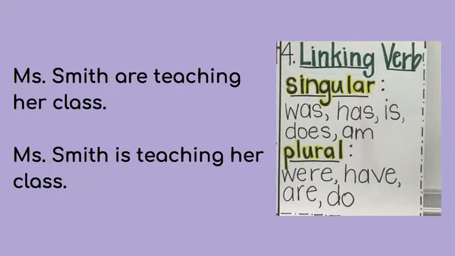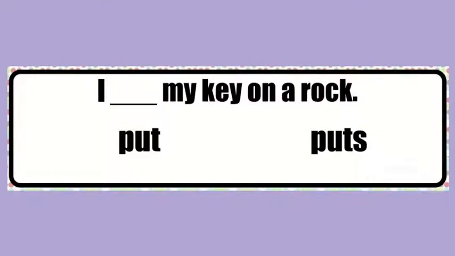Let's do another one together. Here we go. I blank my key on a rock. We're going to review the two rules from today. When we have I and you, you don't add S, and then the linking verbs, which ones we use for singular and which ones we use for plural. I blank my key on a rock. Well, I'm using the word I as my subject. So if I do that, no S on my verb: I put my key on a rock.